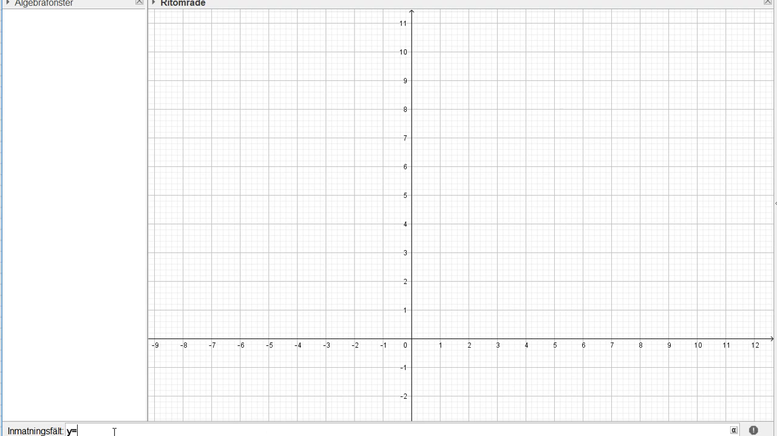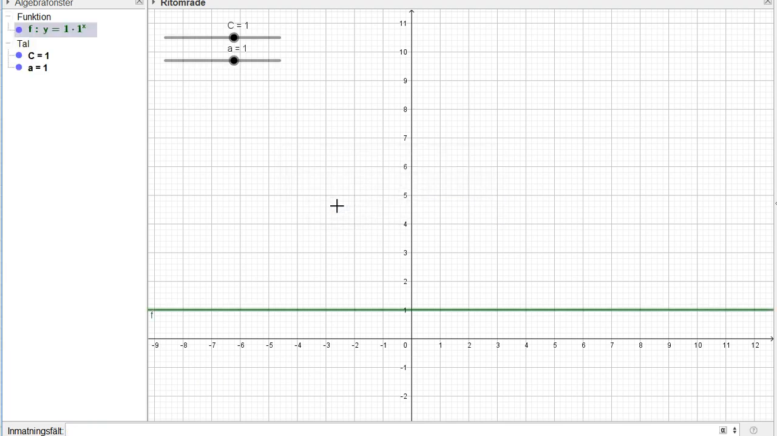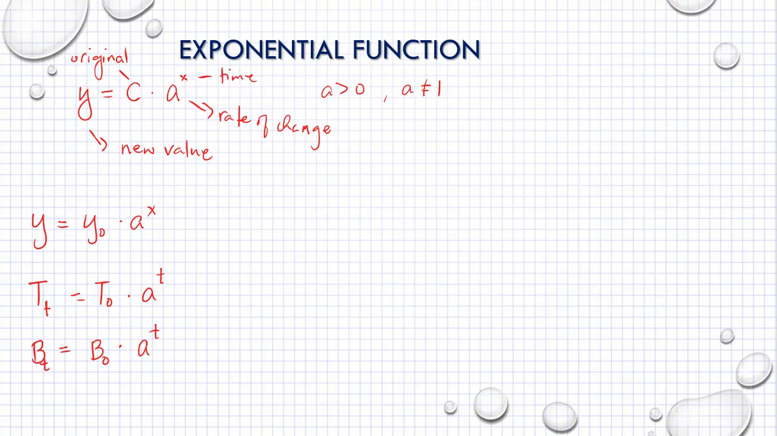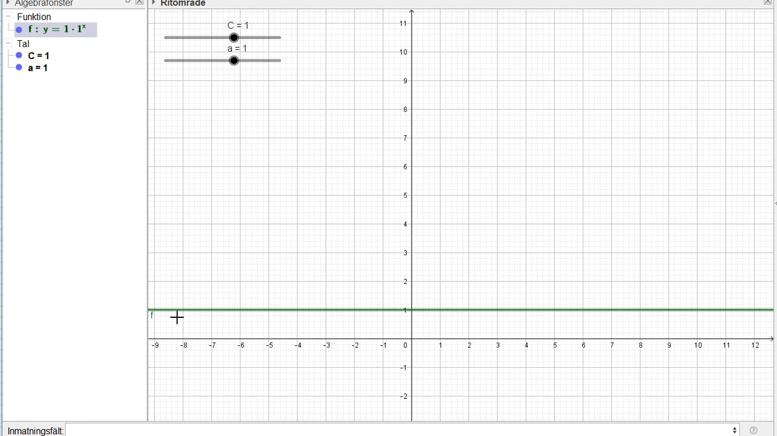We have y is equal to, as I said, c multiplied by a raised to x. It's in Swedish, of course, but I'm going to use a slider. As you can see now, a is equal to 1. I said that a cannot be equal to 1. Why? Because we don't have any changes. As you can see, it's just a straight line. No changes at all. Okay?